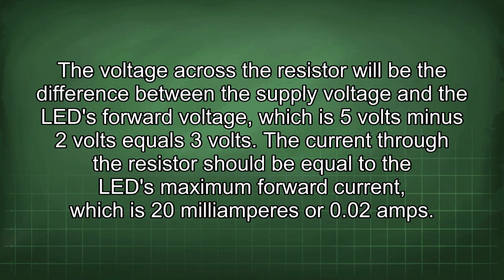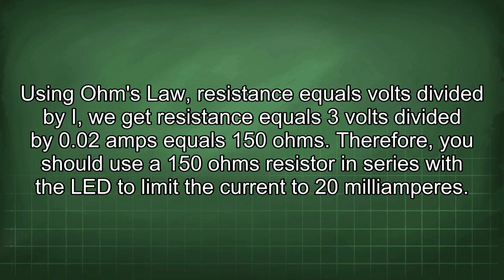The voltage across the resistor will be the difference between the supply voltage and the LED forward voltage, which is 5 volts minus 2 volts equals 3 volts. The current through the resistor should be equal to the LED maximum forward current, which is 20 milliamperes or 0.02 amps. Using Ohm's law, resistance equals volts divided by I. We get resistance equals 3 volts divided by 0.02 amps equals 150 ohms. Therefore, you should use a 150 ohm resistor in series with the LED to limit the current to 20 milliamperes.